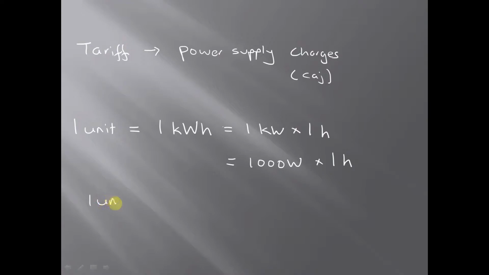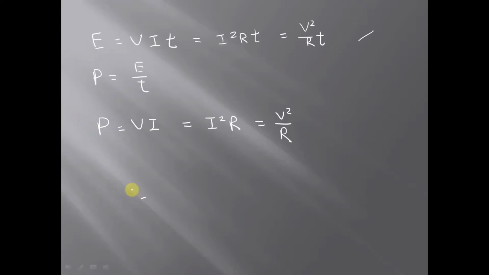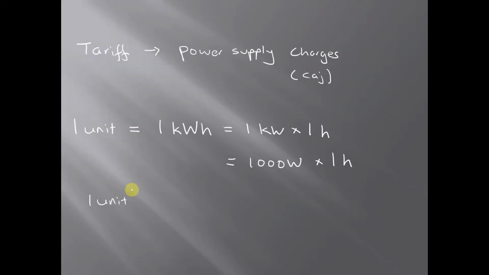Biasanya, satu unit dia akan caj. 1 unit normally they will charge you around, for example, 20 cent. So bermakna kalau kamu pakai 1 unit, you kena bayar 20 sen lah. Itu maksudnya. So how is it going to work?